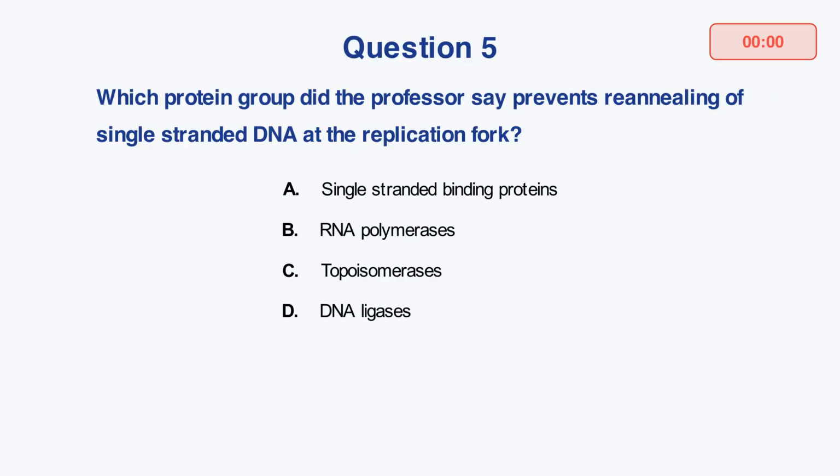Listen again to part of the lecture, then answer the question. Conventional replication cannot fully duplicate chromosome ends, and so cells use a specialized enzyme called telomerase to extend telomeres and prevent progressive shortening.